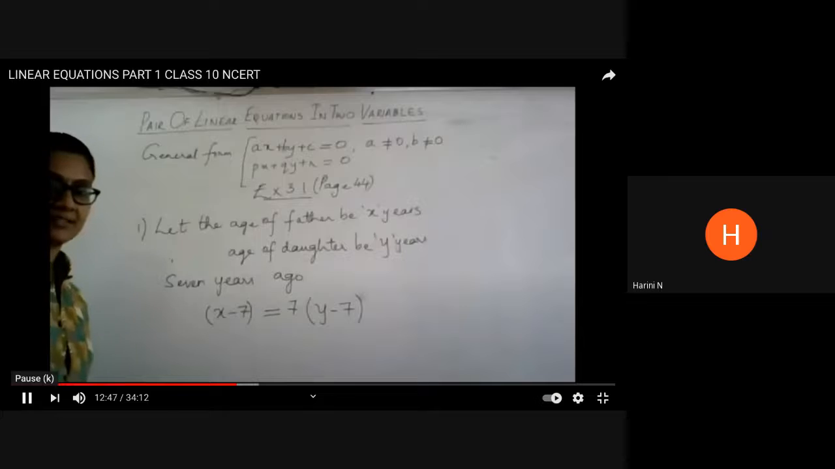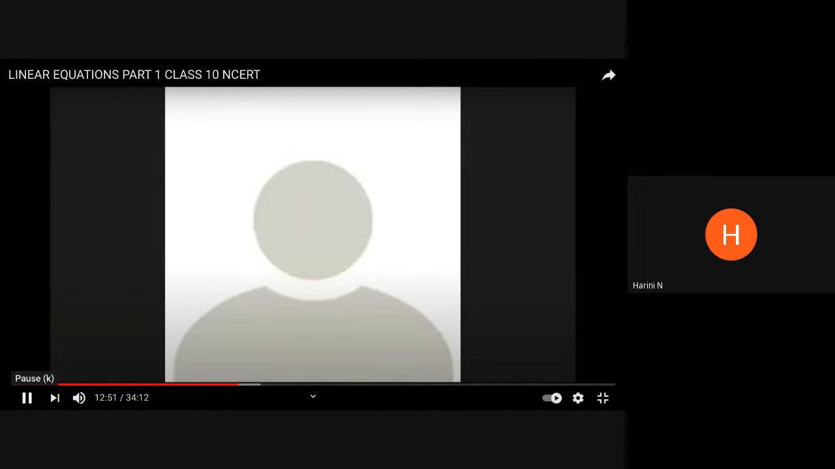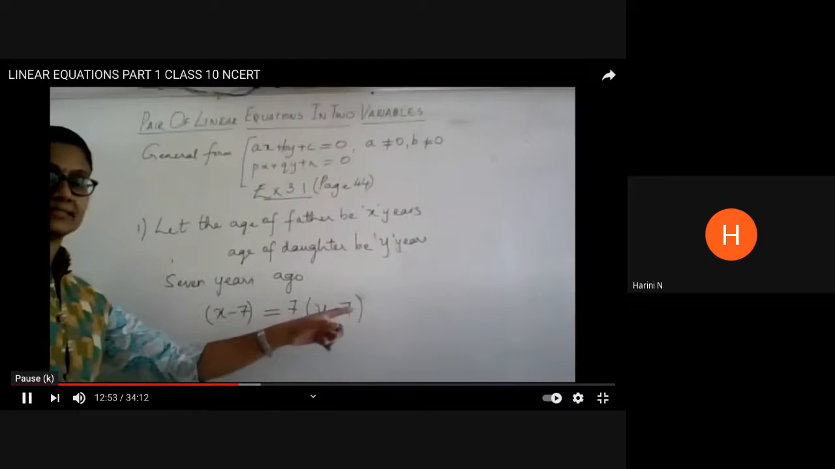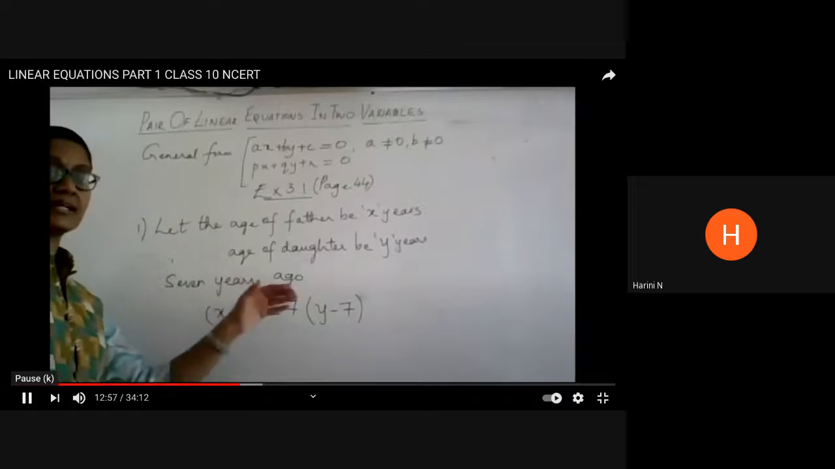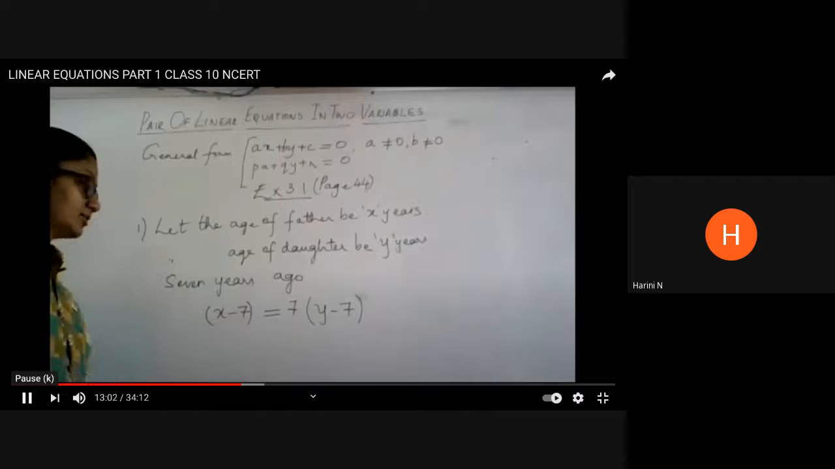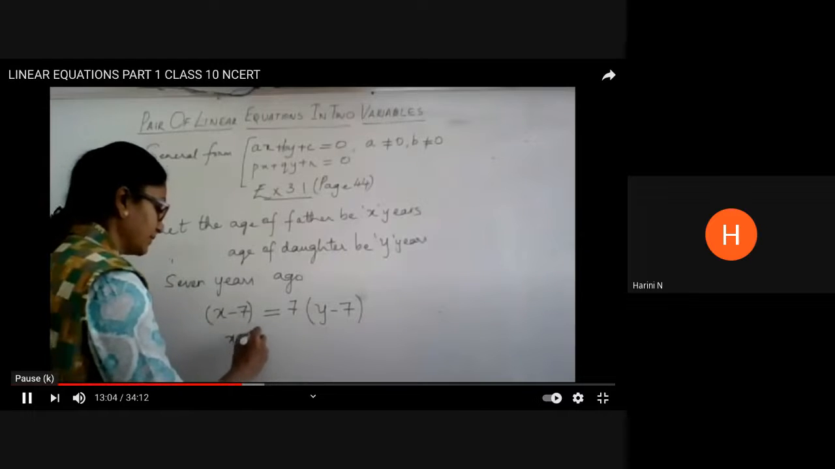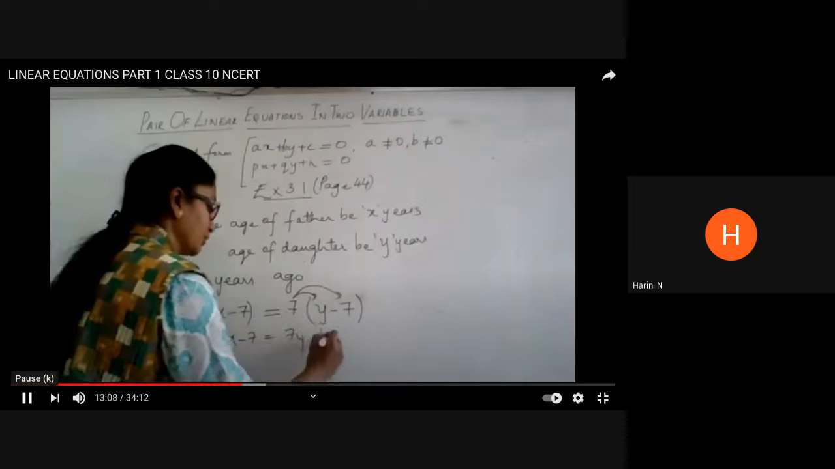So did I get my first equation? Is that clear? Father is X minus 7. Daughter is Y minus 7. Because 7 years ago, these were their ages. The connection is that the father is 7 times the age of the daughter. Now simplify this. This becomes X minus 7 equals, you multiply like this, you get 7Y minus 49.